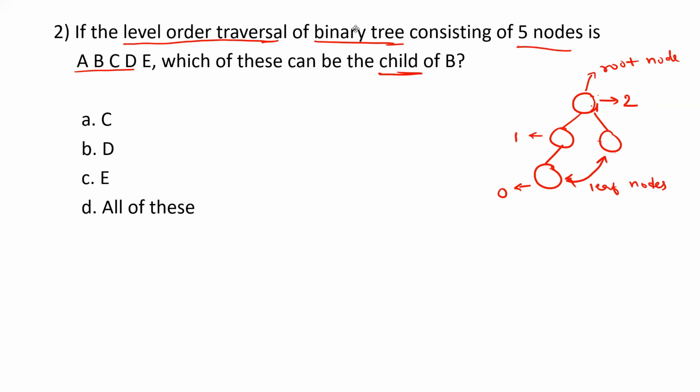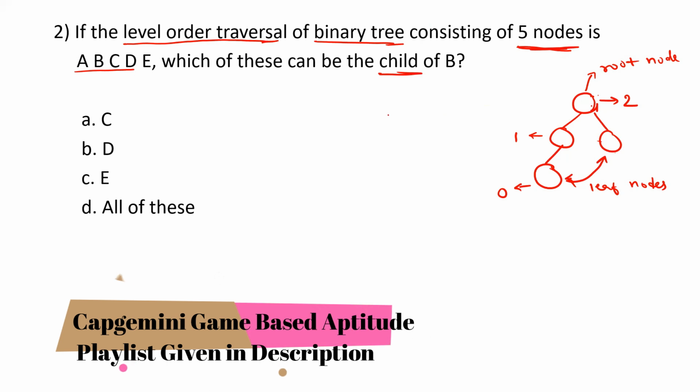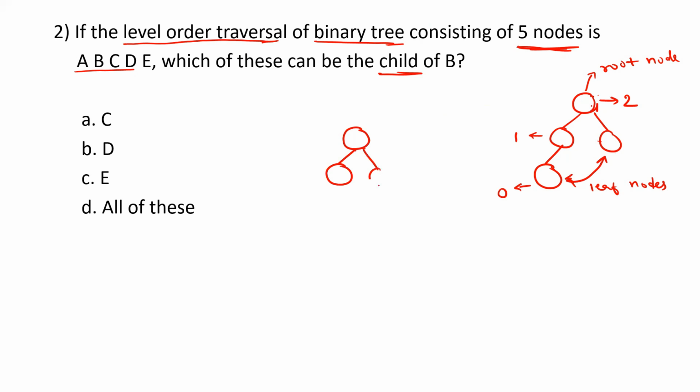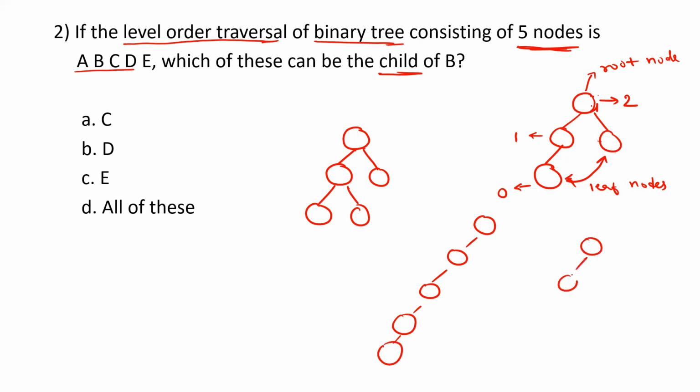Now, we understood what a binary tree is, and they say that particular binary tree is having 5 nodes, right? Now, how can our binary tree be? It can be of the form like this. So 1, 2, 3, then 4, 5, or it may have any form like 1, 2, 3, 4, 5, or it may have something like 1, 2, 3, 4, 5, or any other form. But what they are telling you is, they are considering the level order traversal.